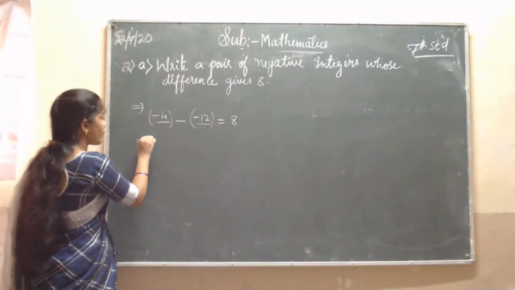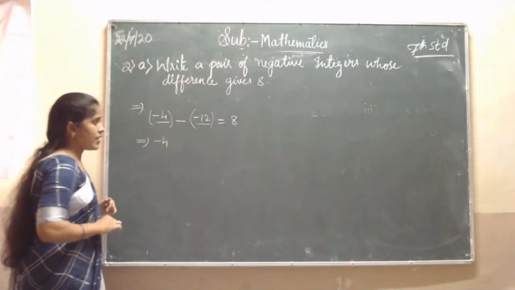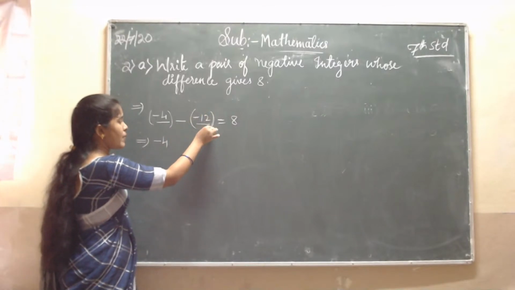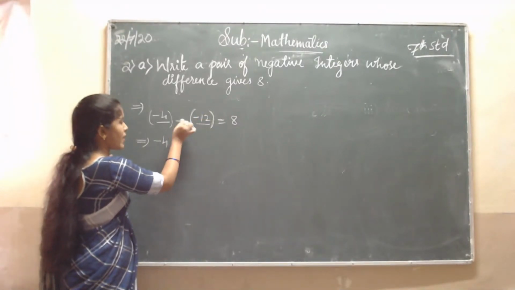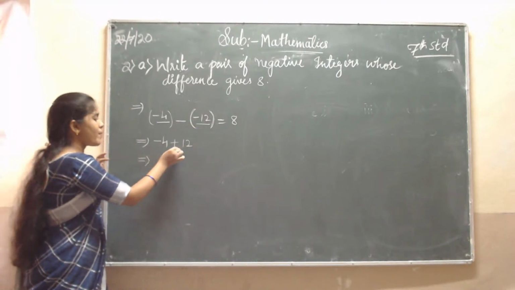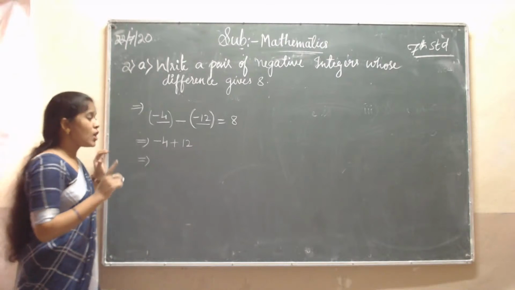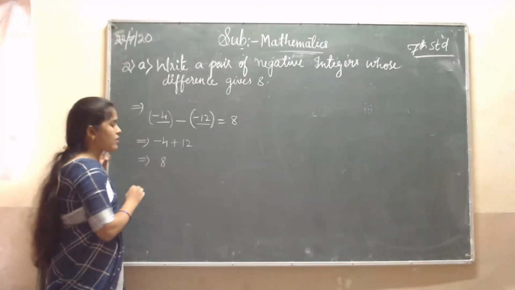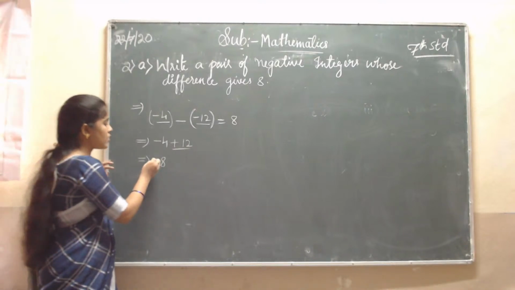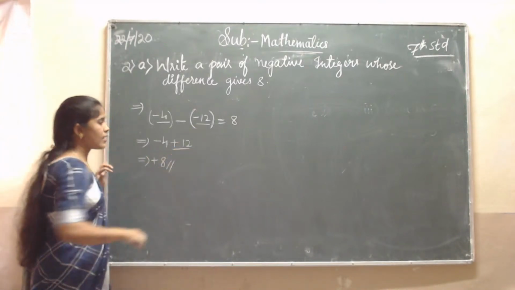Let's solve. Minus 4 keep as it is. Multiply this with this because the bracket means multiplication. Minus times minus is plus 12. One plus, one minus: 12 minus 4 is 8. Then which is the greater number? 12 is the greater number, in front of 12 is positive. So we got the answer 8.